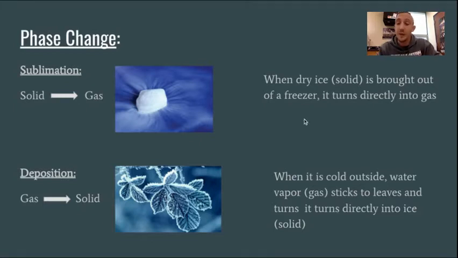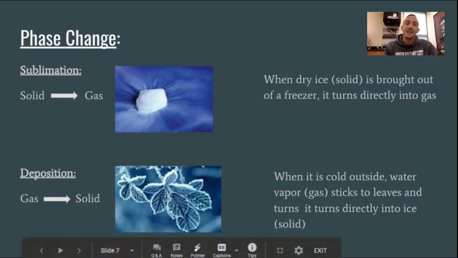An example we have here is when dry ice is brought out of a freezer, it turns directly into a gas. You can see ice here going into a gas. It's not melting at all. It is sublimating. Deposition is obviously the opposite, when a gas goes to a solid.